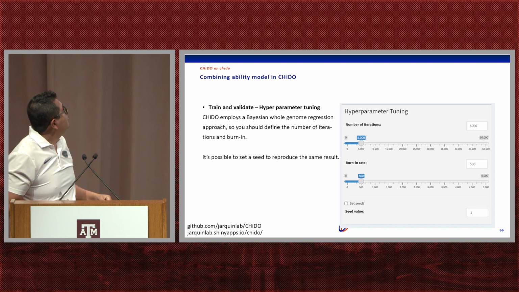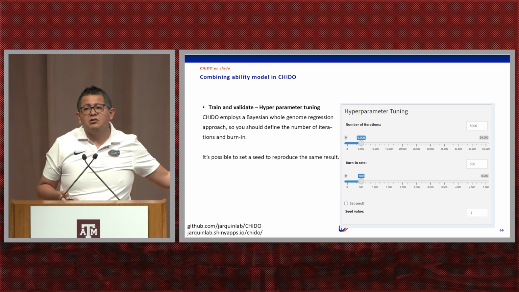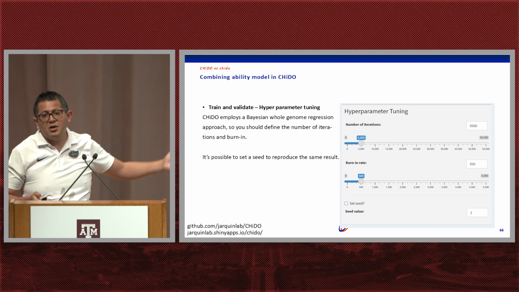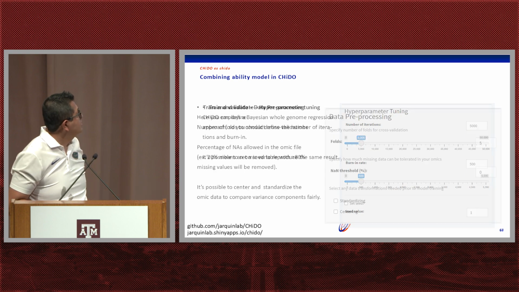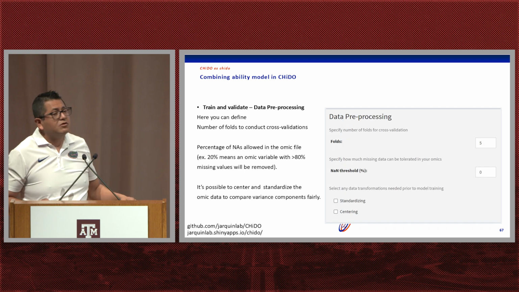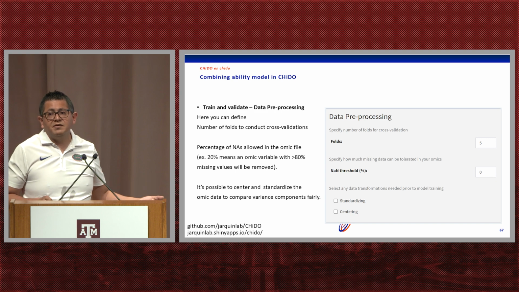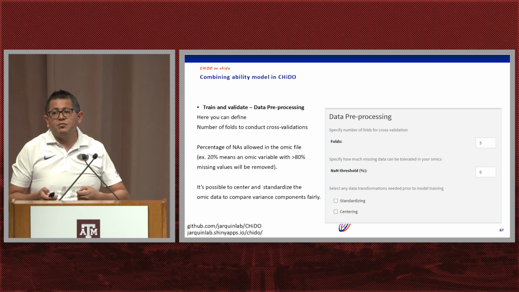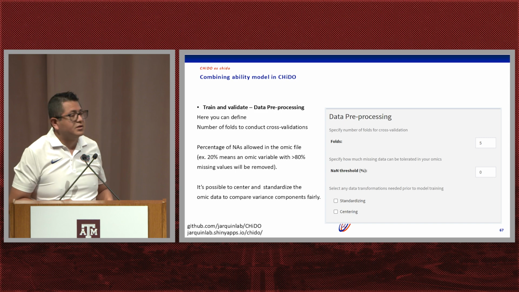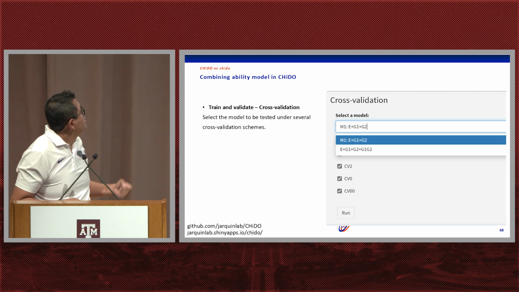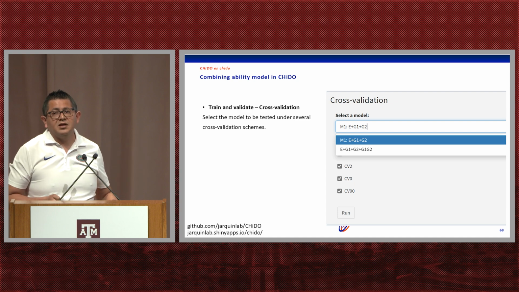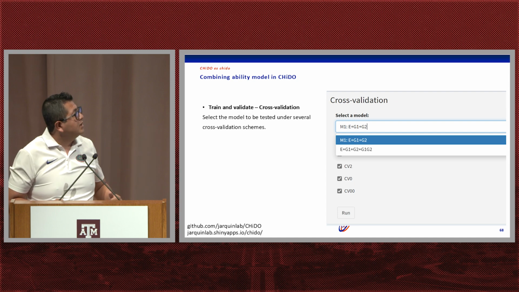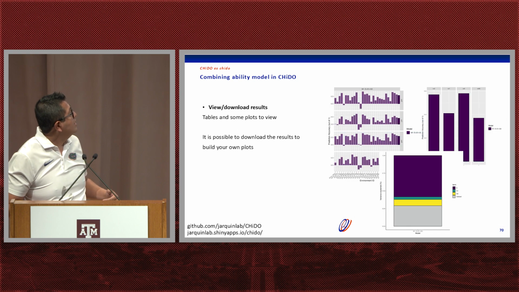And then we train and validate the hyperparameters. Obviously, we recommend something like above 20,000 iterations, and for burn-in, 5,000. We pick the different cross-validation schemes, and also we can fix the seed if we want to replicate results and compare with colleagues. And then when we fit the model, we have to fit one model at a time. So we pick the model and what are the cross-validation schemes that we want to analyze.